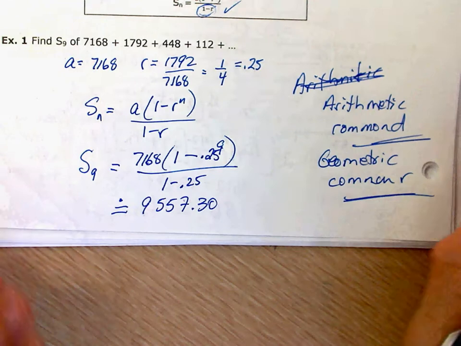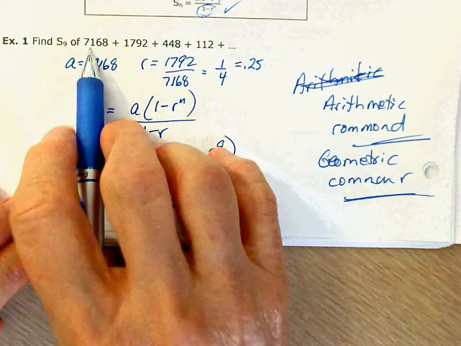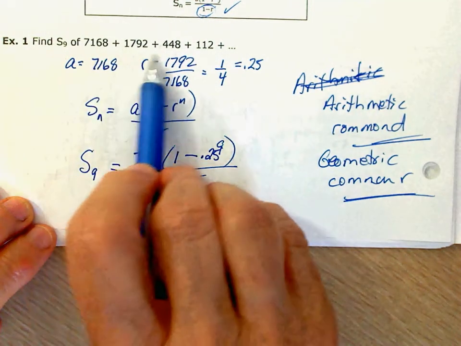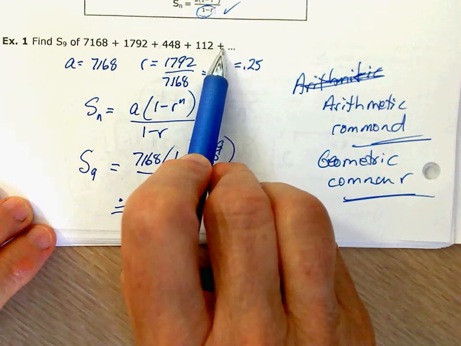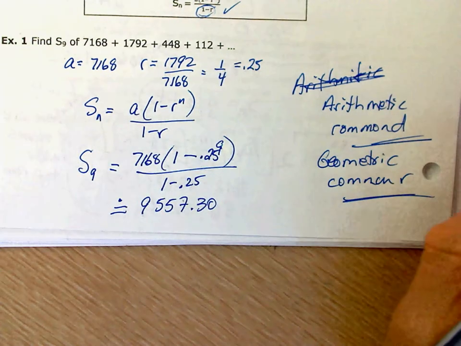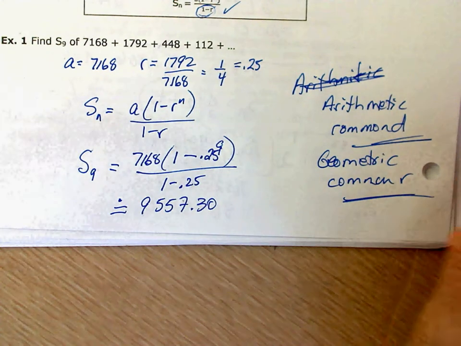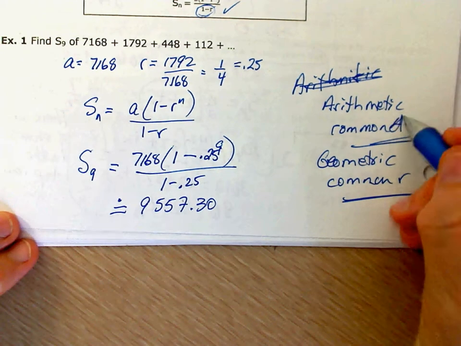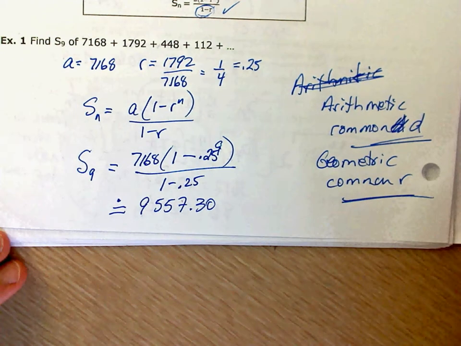Common ratio, common difference, okay? If you can see, you just check. Is there a common difference here? Is there a common ratio? Then you know which formula to use, okay? The test won't tell you which one. Arithmetic is plus and minus, and geometric is divide and multiply. It's times.